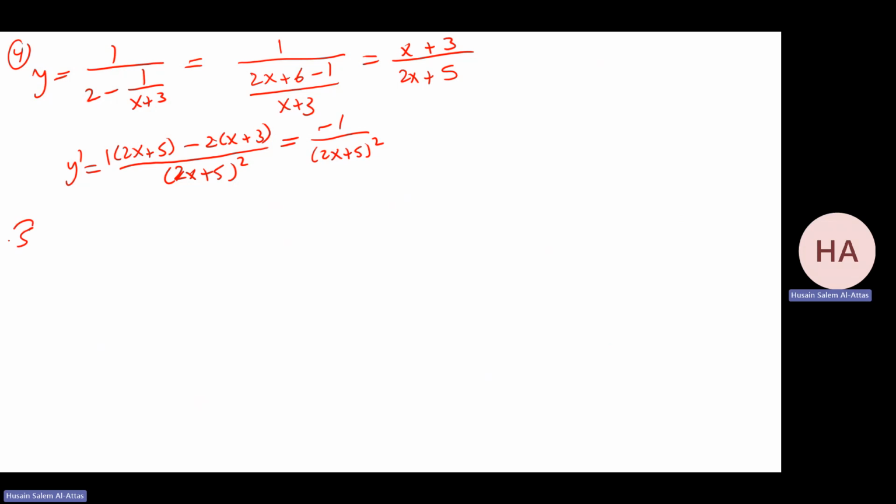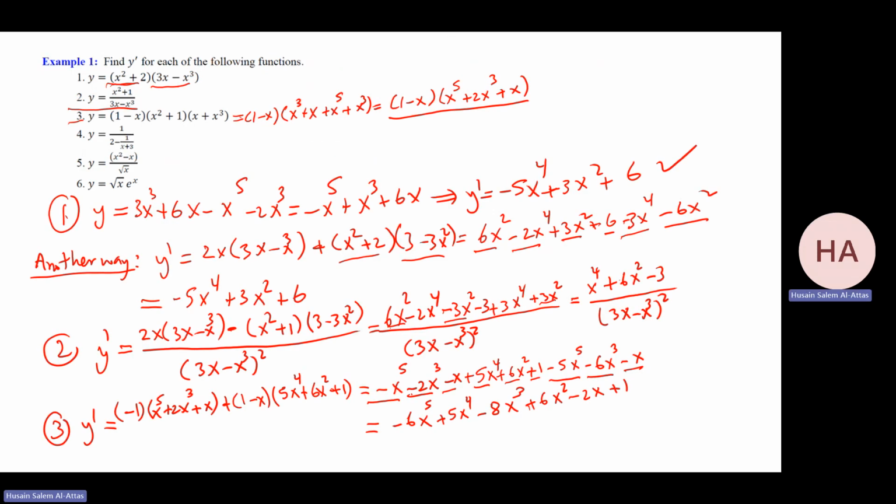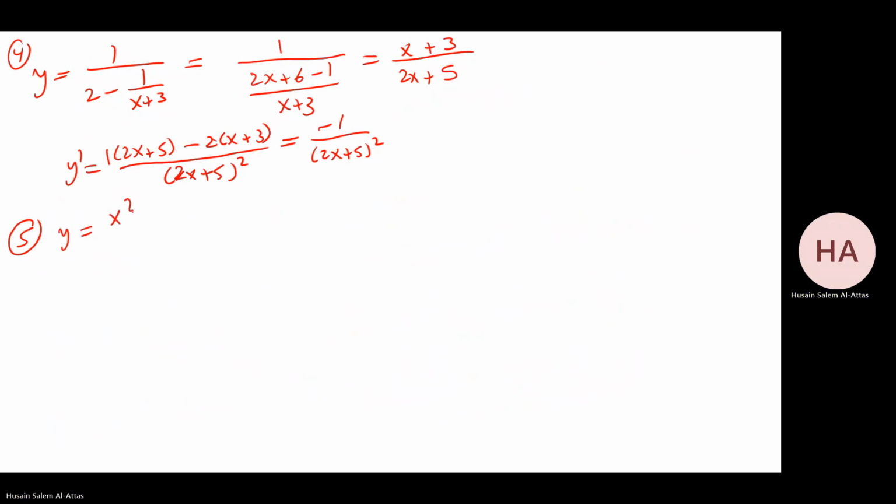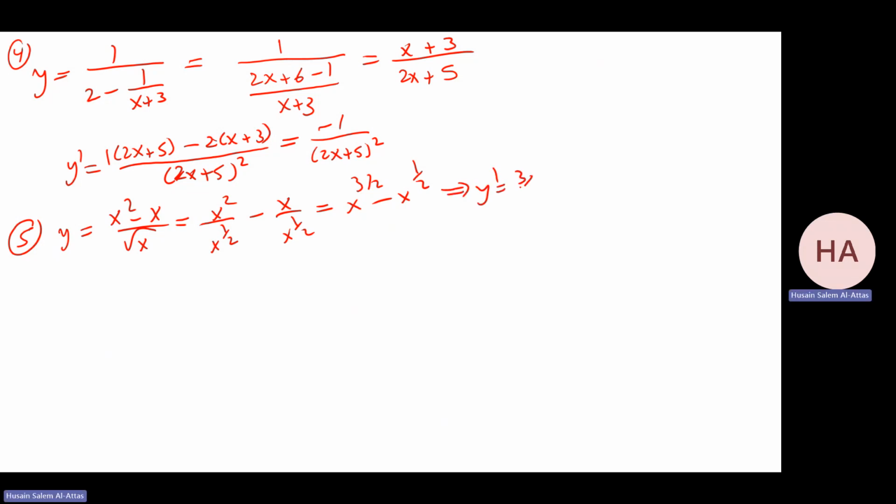That is number 4. Number 5 can be considered as in 3.2, which is x squared over x to the power half minus x over x to the power half, which is x to the power 3 over 2 minus x to the power half. So y prime will be 3 over 2 x to the power half minus half x to the power minus half. I can take half x to the power minus half as common factor. So I have what? 3x, 3 over 2 x to the power half minus 1. Or in other words, I can make it 3x minus 1 over 2 root x.